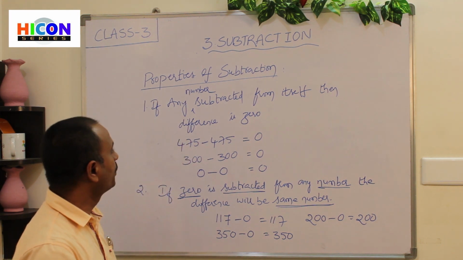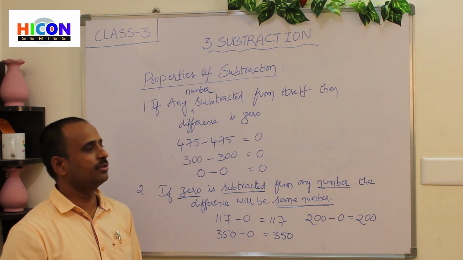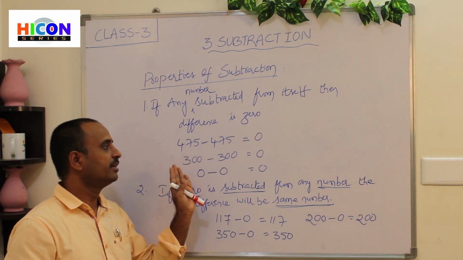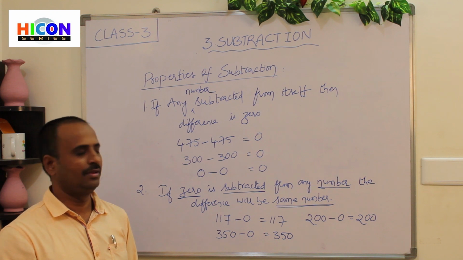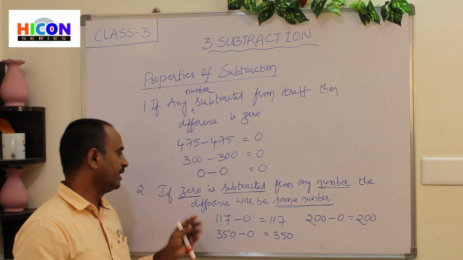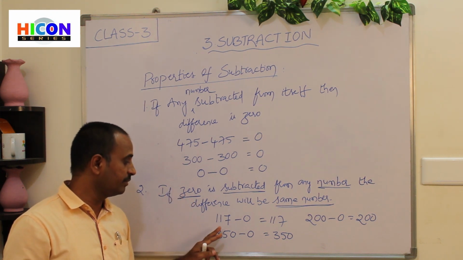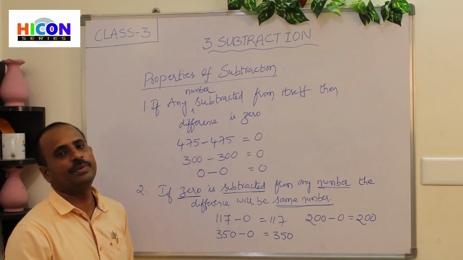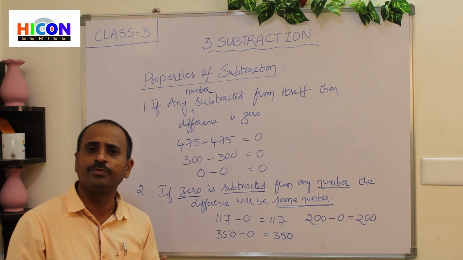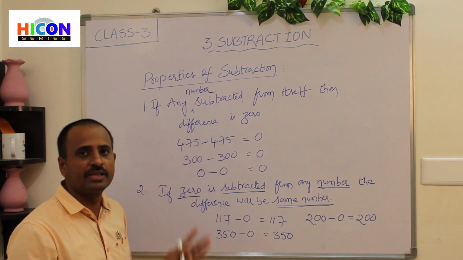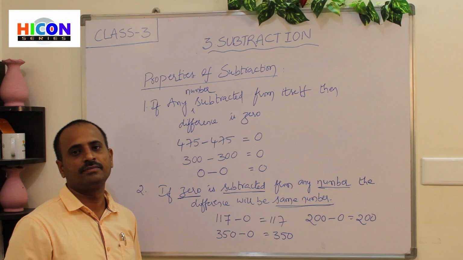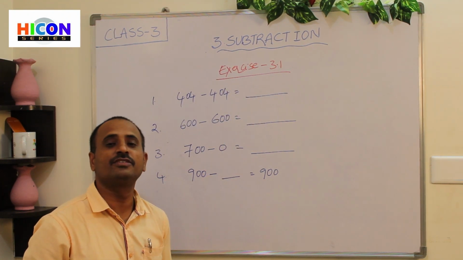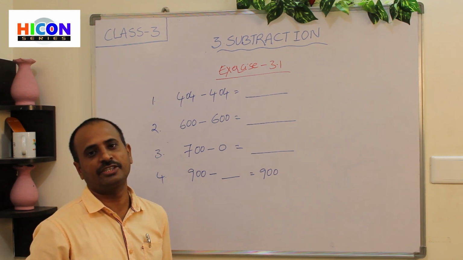So these are the two properties of subtraction. The first one is, if any number is subtracted from the same number, the answer will be 0. And the second property is, if 0 is subtracted from the given number, again we will get the same number. Now we will practice some problems on these properties of subtraction in the exercise part. Exercise 3.1.